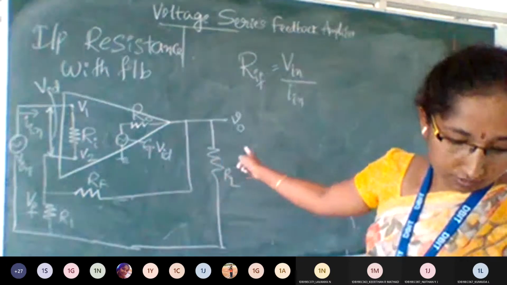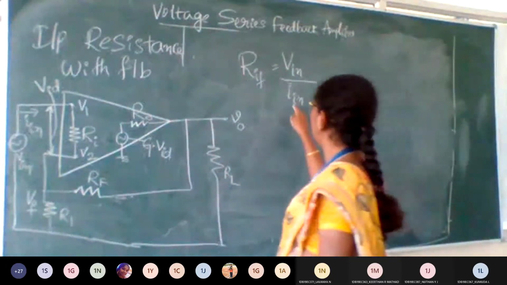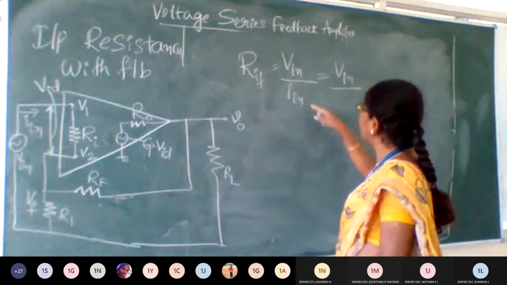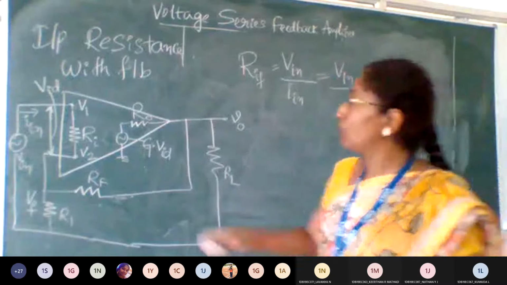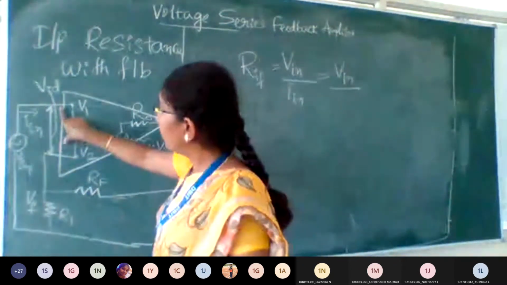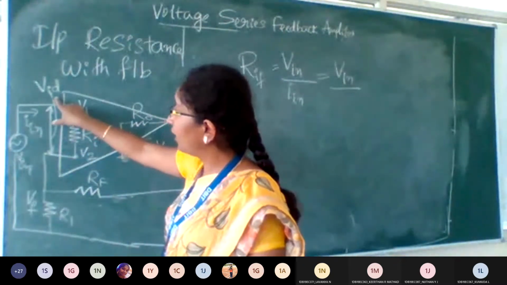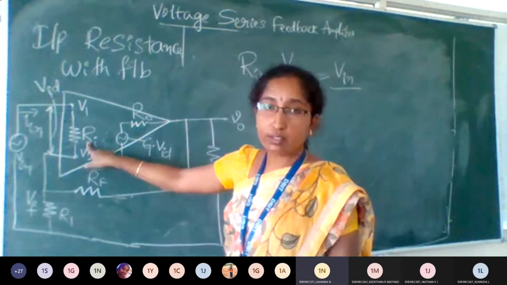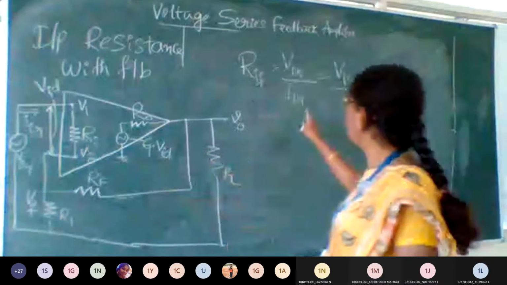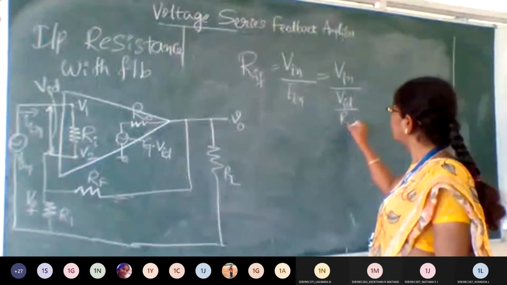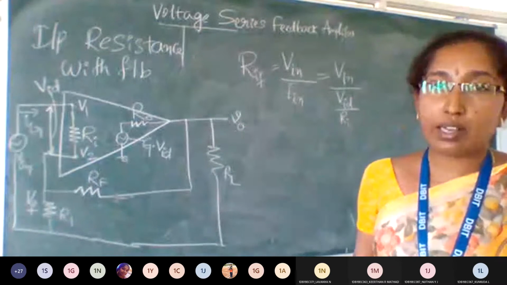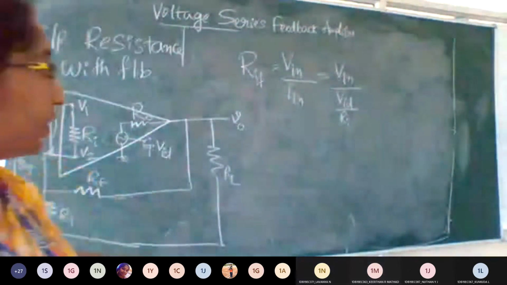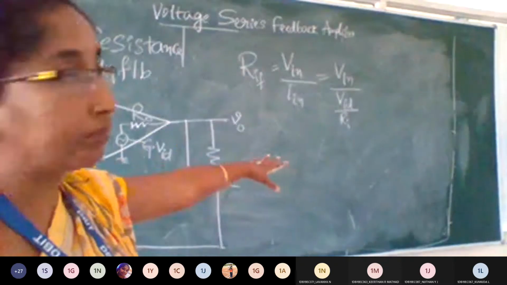So next, what is I in? Can you write this current in terms of voltage by resistance? Just observe, I in is due to the difference input voltage VID by what is the resistance? RI. Alright. So can I write I in as VID by RI? Do you agree? Current is voltage by resistance. Difference in voltage by input resistance. Okay?